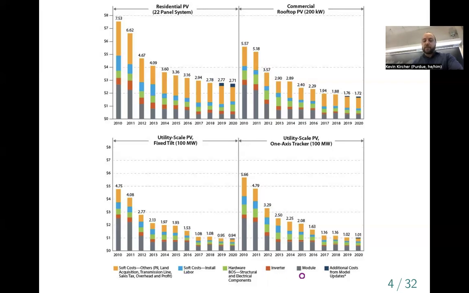So you've got the hardware, which would be module and inverter, and the other hardware, nuts and bolts and things like that. And then this is labor, and then this is other things: getting permits, recruiting customers, the profit of the installer, all that kind of stuff. And so you can see that the hardware cost, the black component in particular, the module cost, has gone down a ton in this time frame, but the soft cost, the orange component, has stayed not constant, but it hasn't reduced by the same amount, basically.